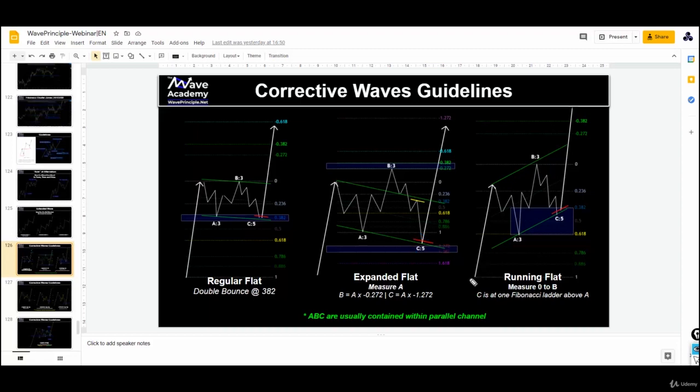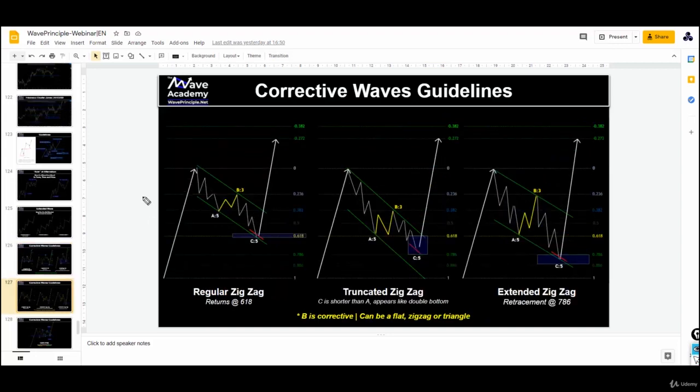And the running flat, as you can see here, is one moving up, A, B, C, and then it goes to the upside, making a new height. But the special thing about the running flats is that B goes above your impulse. Then A, B, and C is going to end above A, and usually it happens one ladder up. That means that if you measure your impulsive to your wave B, wave A is going to stop at 618 and C is going to stop at 382.